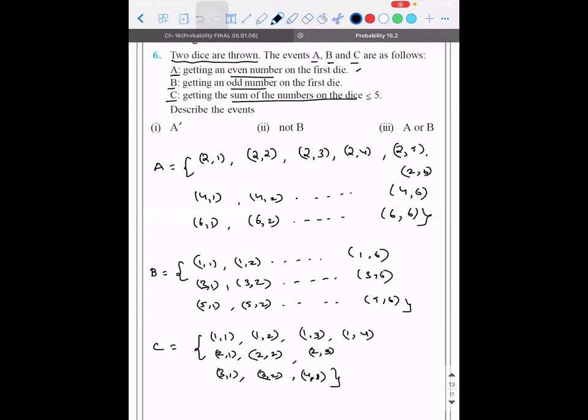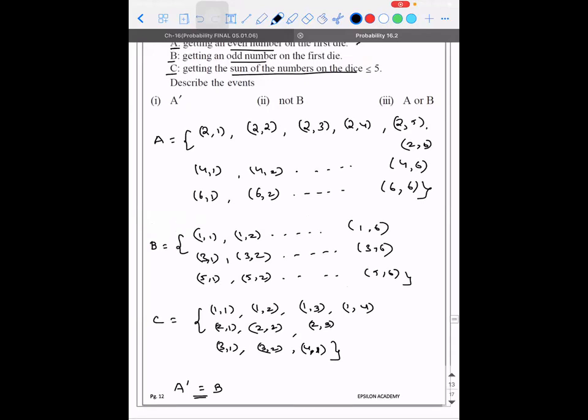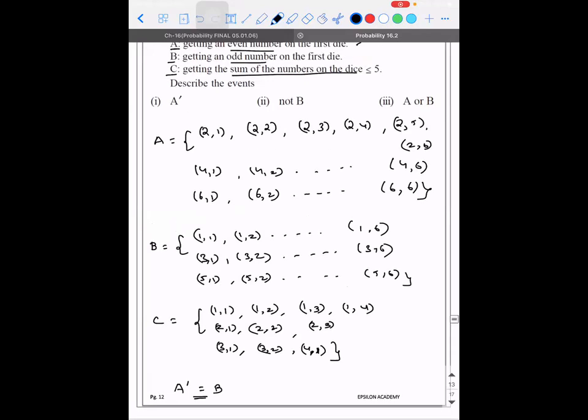That's it, right? Describe the events. A dash is nothing but B. Yes, sir. Similarly, B dash is nothing but A. They're asking for A or B. What is A or B? A union B is the sample space. So A and B are exhaustive events.